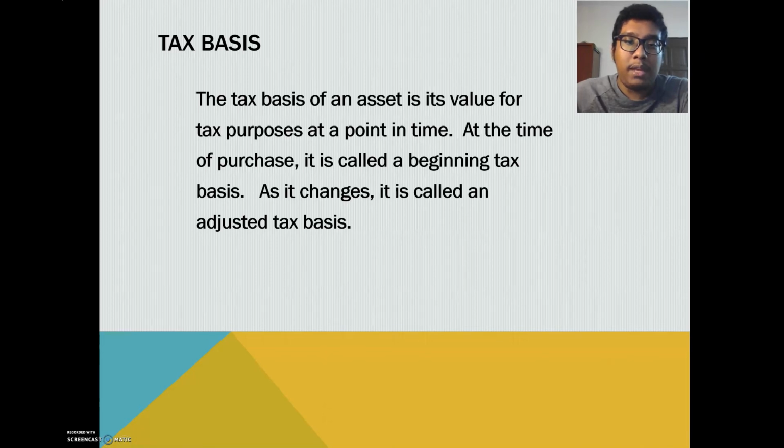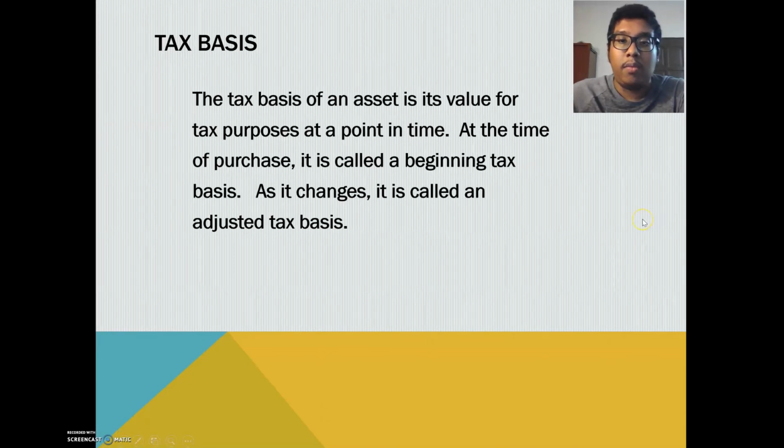Okay, the tax basis of an asset is the value for tax purposes at a point in time. At the time of purchase, it is called the beginning tax basis. As the tax basis changes, it is called the adjusted tax basis. Okay, next slide.